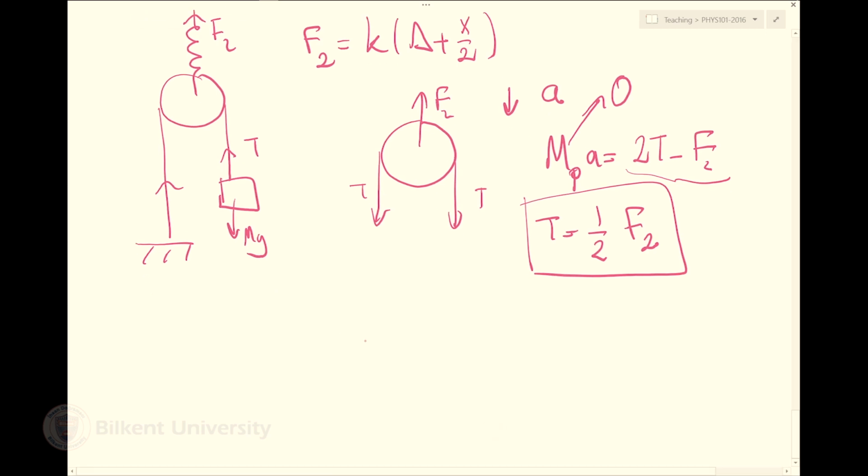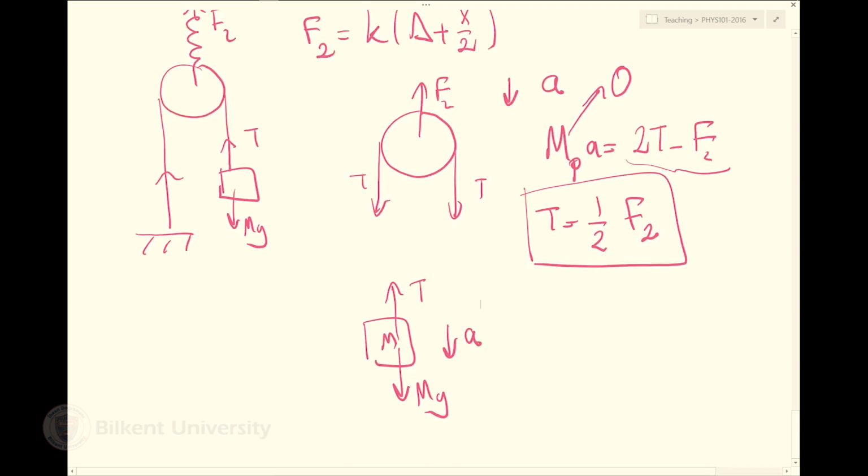Then how about the free body diagram for M? Here is M, here is T, and this is mg. If my x is going down, so my a must be going down. What will be my a? M times a would be mg minus T.